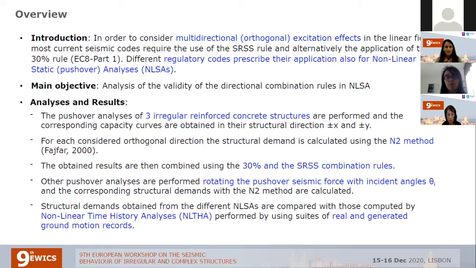The pushover analyses of three irregular reinforced concrete structures are performed, and the corresponding capacity curves are obtained in the main structural directions. Then for each considered orthogonal direction, the seismic demands are calculated using the N2 method, according to Fajfar. The obtained results are then combined using the combination rules, and other pushover analyses are performed rotating the pushover seismic forces with the incident angles theta, for each theta equal to 22.5 degrees, and the corresponding structural demand with the N2 method is calculated. Finally, the structural demands obtained from the different nonlinear static analyses are compared with those computed by nonlinear time history analysis performed using a suite of real and generated ground motion records.